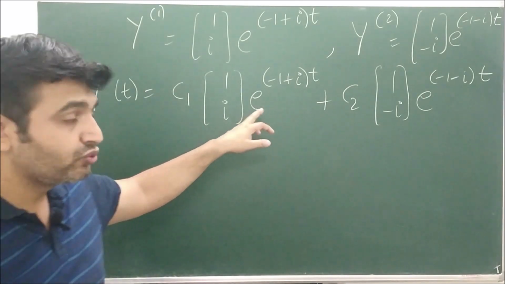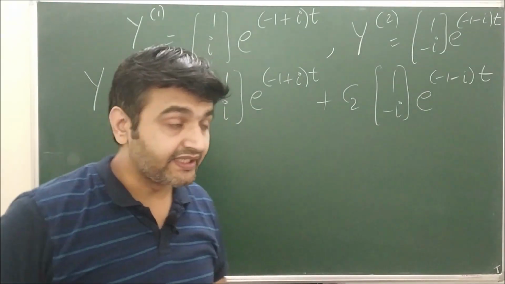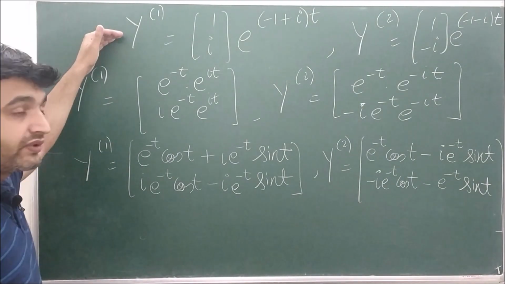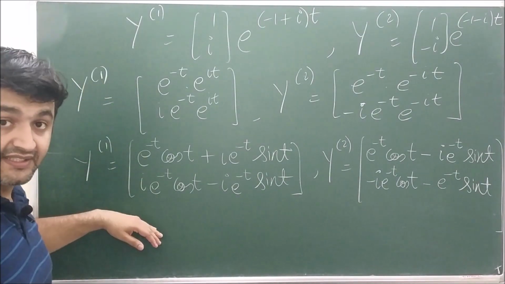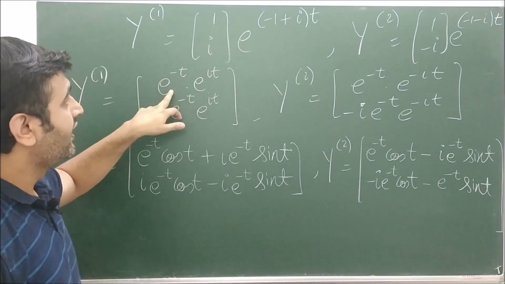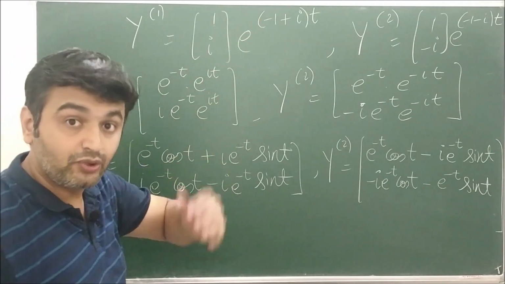So again you do the same thing. Here you write e raised to it as cos t plus i sin t. If you rewrite this equation, let's rewrite your y1 and y2 in terms of sine and cosine. What you do is first multiply this inside. So I have 1 into this, and again I am splitting my exponential. e raised to a plus b is what? e raised to a into e raised to b.